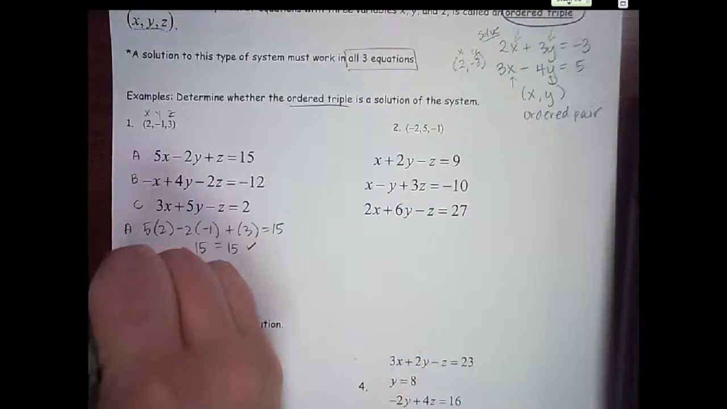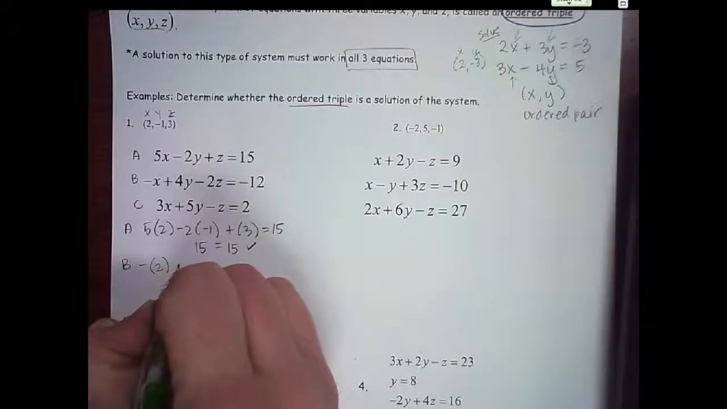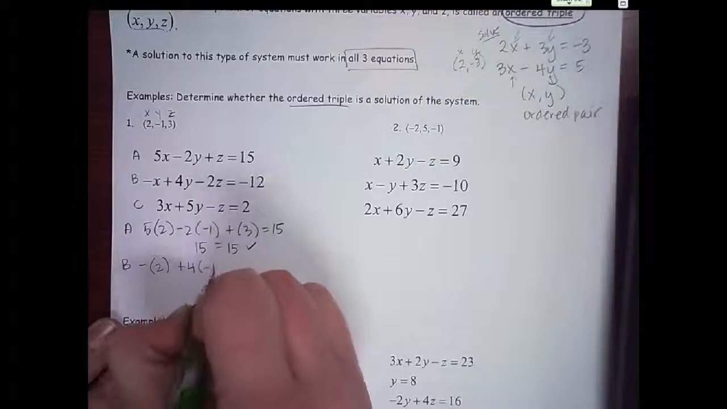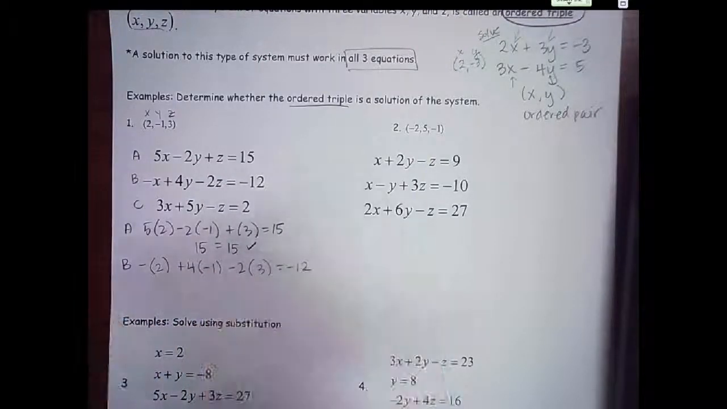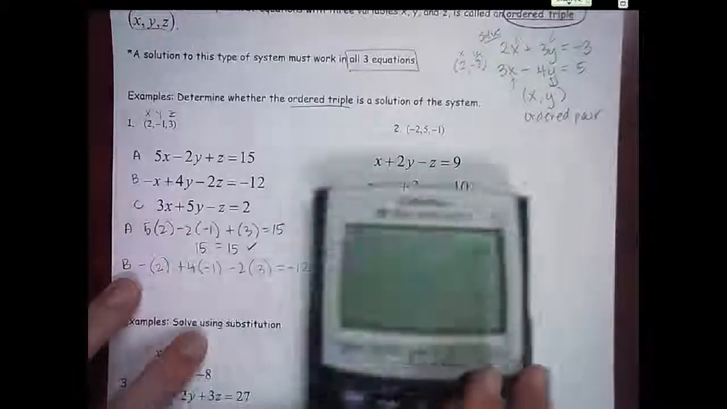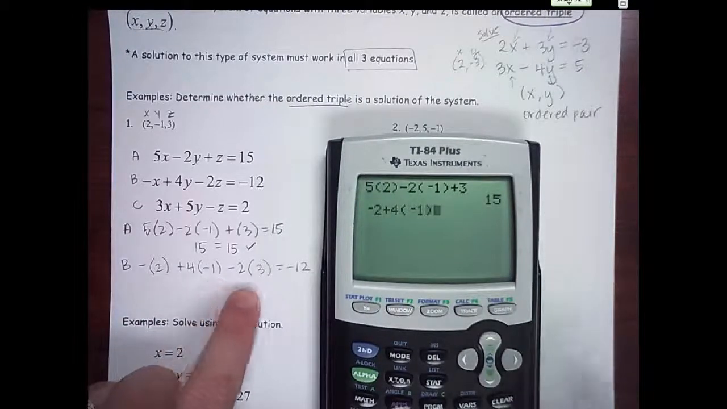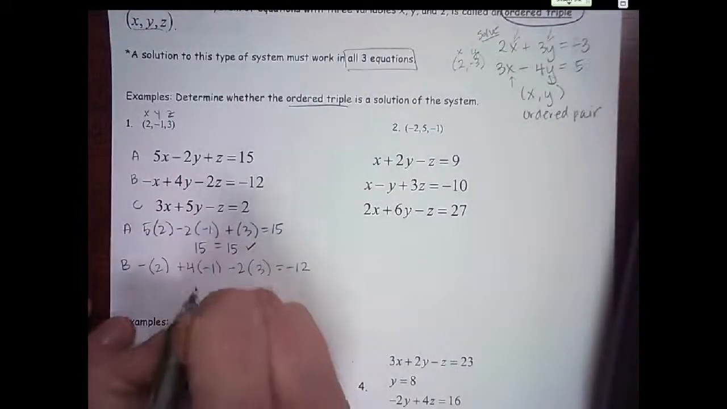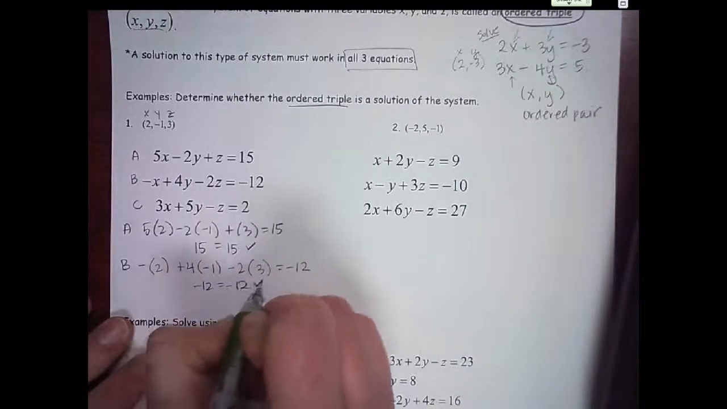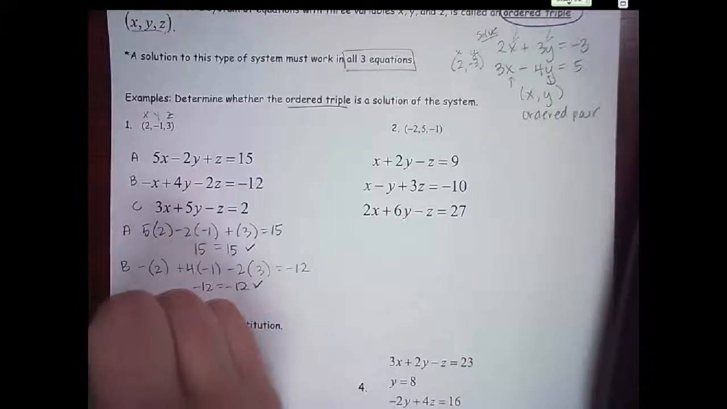Let's check the second equation. Negative x, so I put -2, plus 4 times -1 minus 2 times 3 equals -12. Again, I'm going to plug that in my calculator. -2 plus 4 times -1 minus 2 times 3 equals -12. So you might say, oh look, it works in the first 2 equations. It doesn't matter, we have to check all 3.